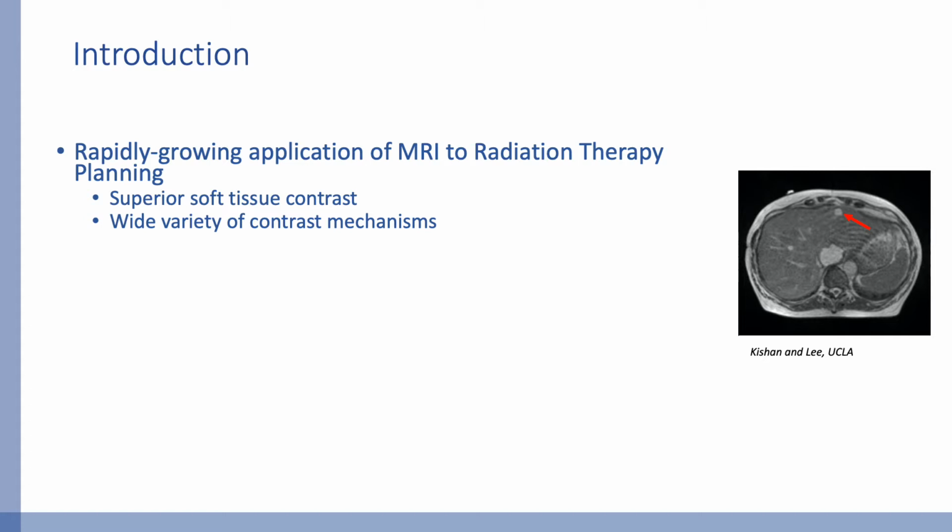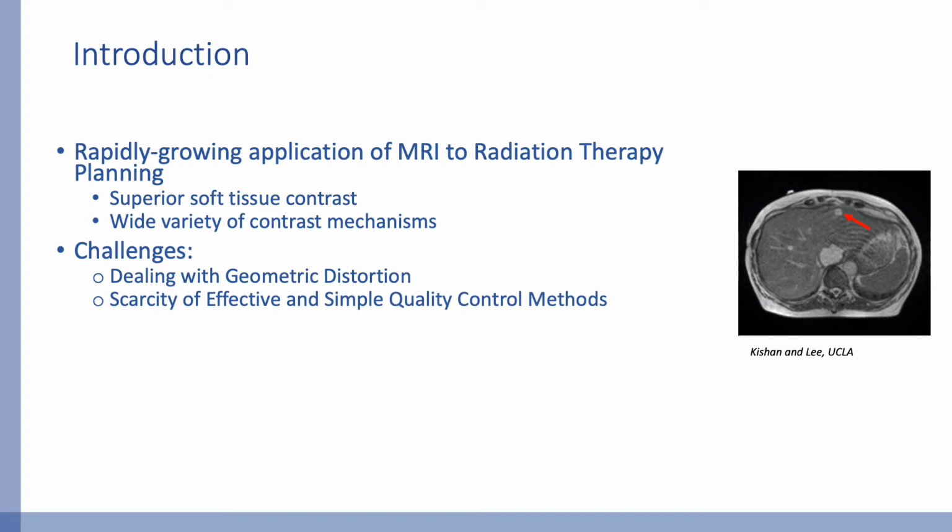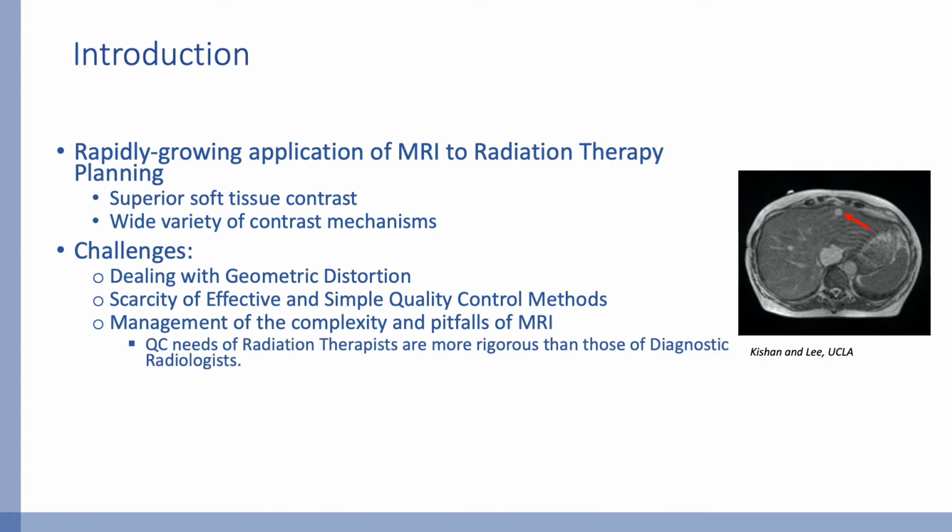There's rapidly growing application of MRI to radiation therapy planning due to the superior soft tissue contrast and the wide variety of contrast mechanisms. There are several challenges to deal with, most notably dealing with geometric distortion, which in many situations can actually exceed a centimeter or more. There's also a scarcity of effective and simple quality control methods, and further complicating the situation is the general complexity and all the pitfalls associated with MRI.